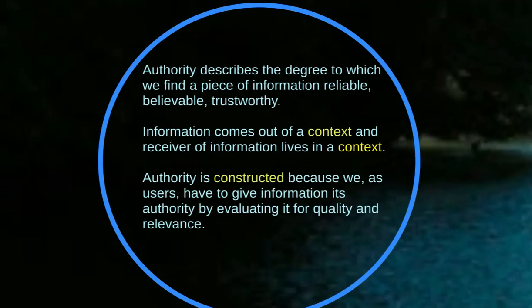So what do we mean by authority? Authority describes the degree to which we find a piece of information reliable, believable, trustworthy. Information comes out of two contexts. There's a context that is involved in the delivery of the information and a context about the receiver of the information. Authority is constructed because we as users have to give information its authority by evaluating it for quality and relevance. Authority really is in the eye of the beholder or the receiver of information. If we trust it, we give it authority. If we don't, we don't give it authority.